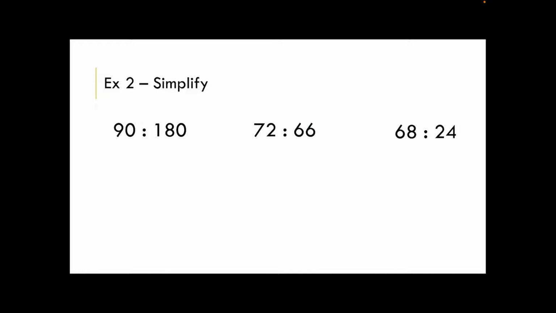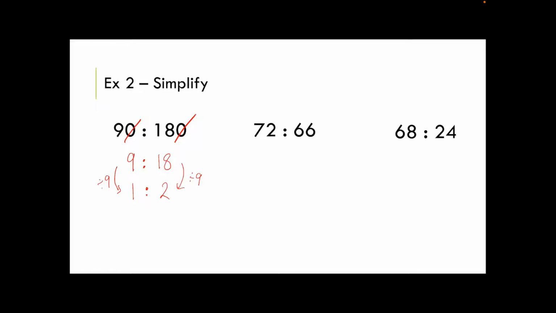Okay, so for example 2, we're going to simplify a couple of different ratios here. For 90 to 80, my first thought is that I can divide by 10 straight away by chopping off those zeros. So that's going to go down to 9 to 18. They are both then in my 9 times table, so I can divide by 9 to get down to 1 to 2.